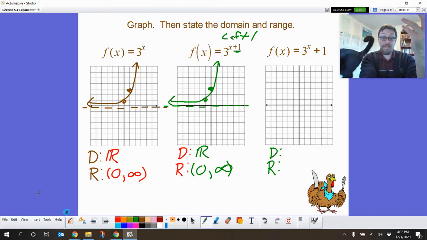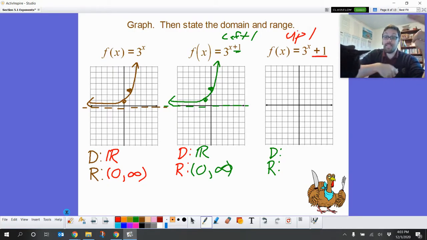Now the other one, the +1 is on the outside. So we've got this +1 on the outside. So it's going to tell us we want to go up 1. If it's on the outside, it's going to move it up and down. But if it was minus, then we're going to go down. But because it's plus, we got to go up. Okay? So I'm going to once again take this graph.